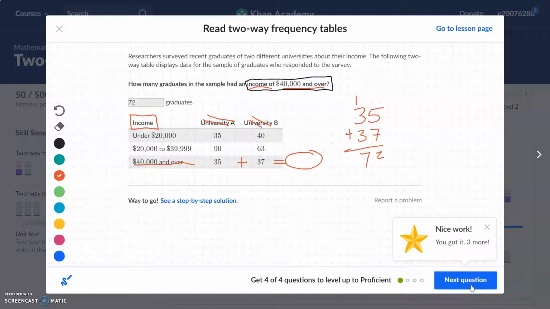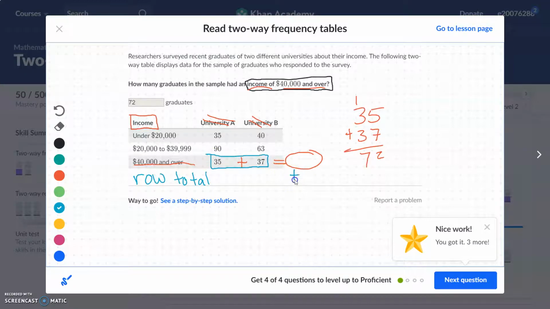Yes. So in this problem, this is called a row total. Because we had to add together the entire row to get the total in order to get our answer. This is called a row total. Okay, let's try the next one.